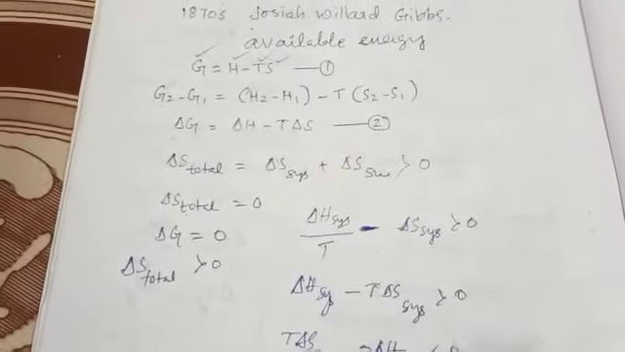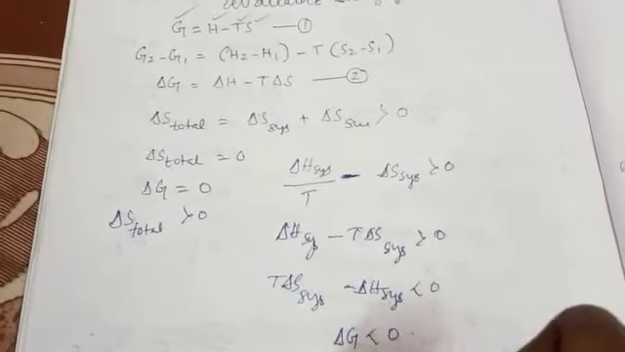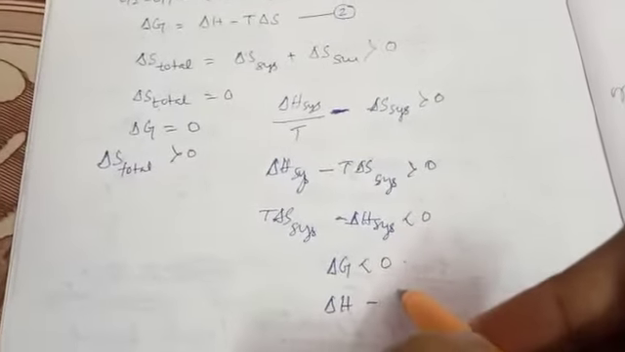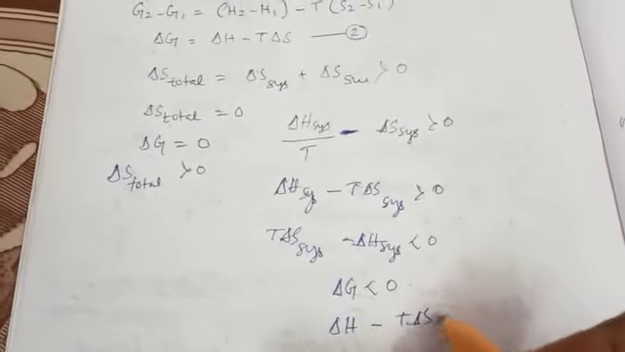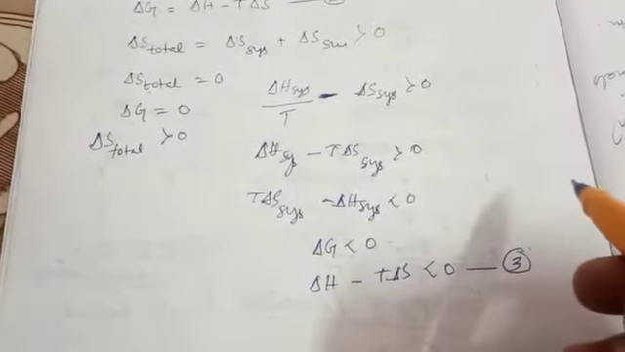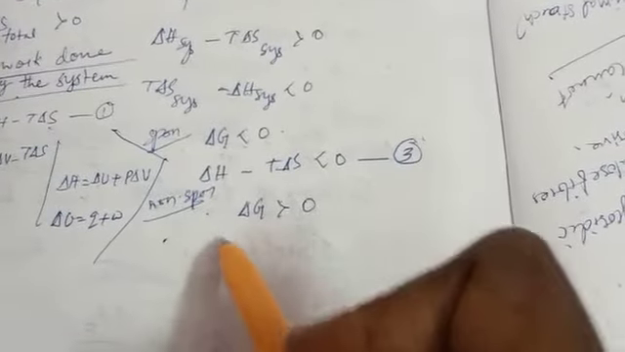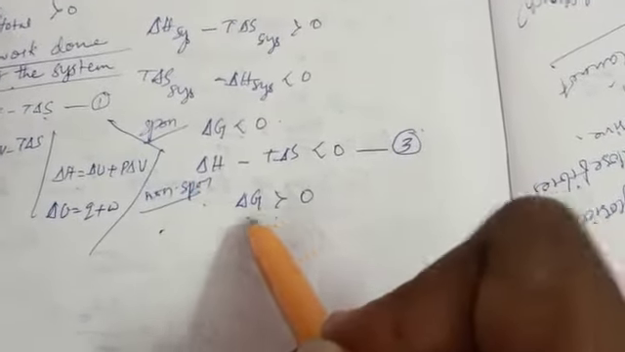Hence for a spontaneous process, delta G is less than 0. That means delta H minus T delta S is less than 0. Equation number 3. Spontaneous process means delta G less than 0. Non-spontaneous process means delta G greater than 0.